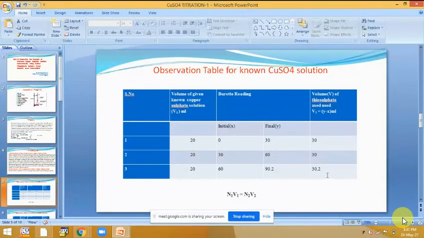Why do we repeat this experiment 3 times? I already told you, in this N1V1 equal to N2V2, we must know exactly the volume as well as the concentration. Because with a small change in this value, there will be a large effect or large difference in the final calculation.